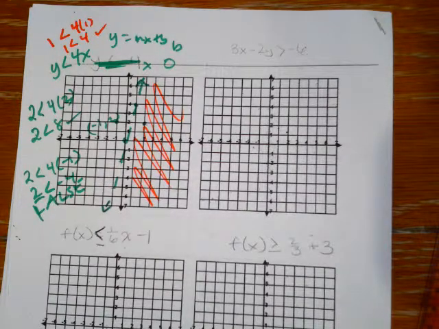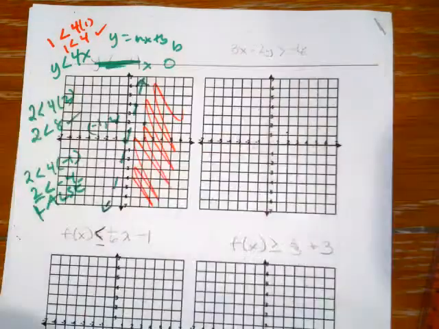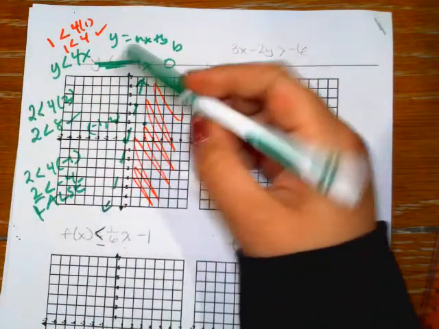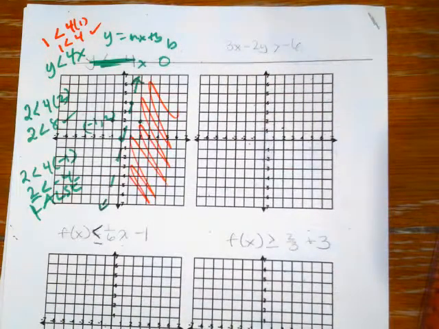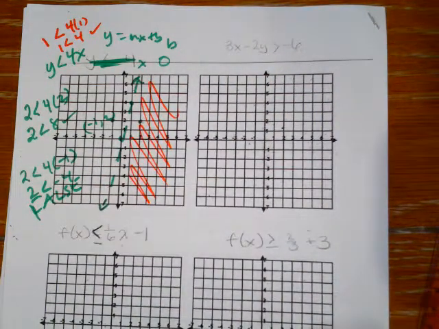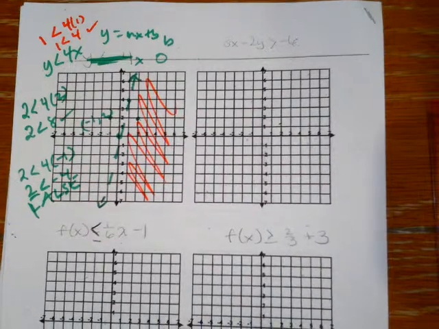Again, I always like to pick 0, 0, but in the example you gave me, I can't pick 0, 0 because 0, 0 is my y-intercept. But you can pick any other numbers that you want and pick easy ones. Make your life easy. All right, that is it for the test.